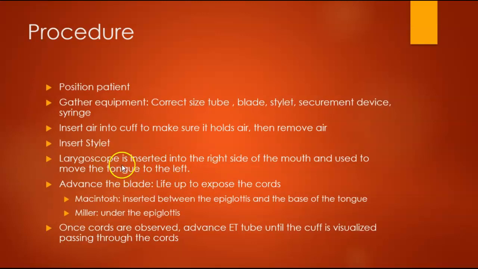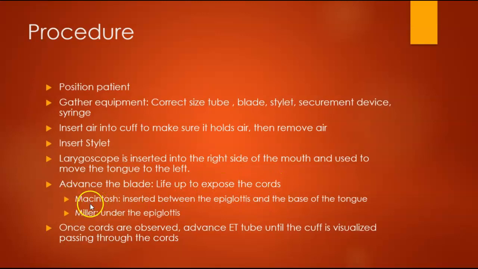So you're going to take your laryngoscope blade and handle, and insert it in the right side of the patient's mouth, and your laryngoscope and handle should always be held in your left hand. So I'm holding it in my left hand, inserting it into the right side of my patient's mouth, and I'm using that blade and handle to sweep the tongue to the left, to keep the tongue out of the way. I'm going to keep advancing the blade and lifting up until I can expose the cords.